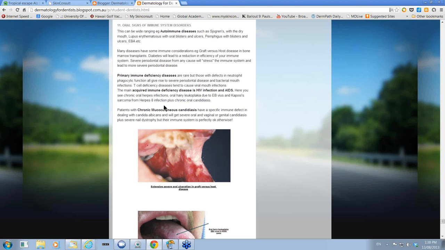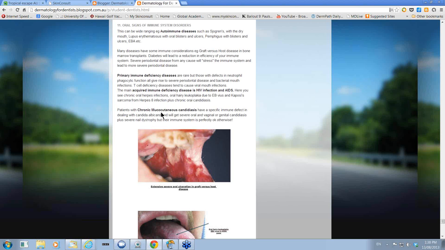And remember, it's due to herpes 8 viral infection as well. And then, people who have HIV disease are also susceptible to chronic oral candidiasis. So, HIV is an acquired immune deficiency disease that has a variety of both cutaneous and intraoral manifestations. And I think you'd really be well advised to read up on the oral manifestations of HIV disease.